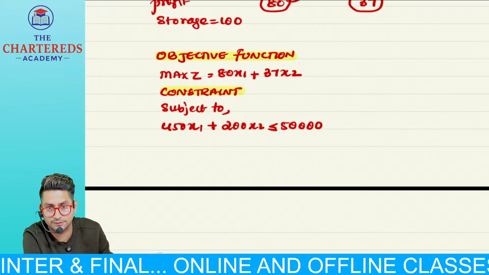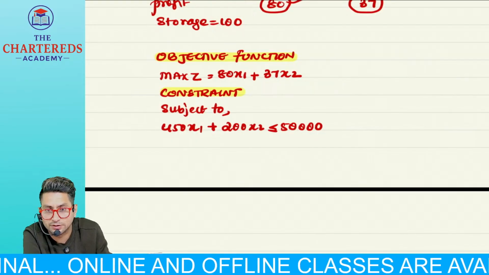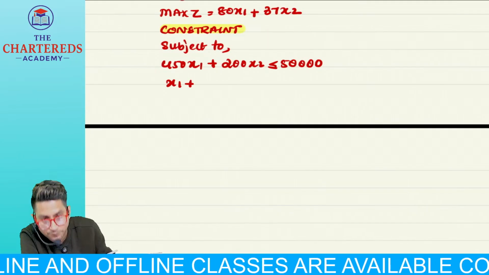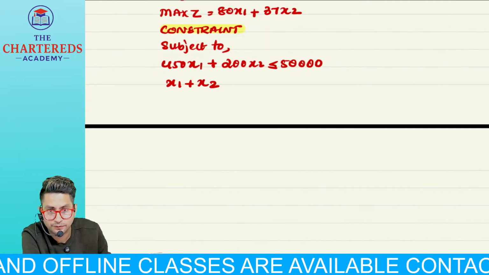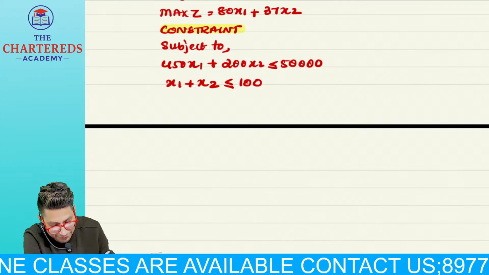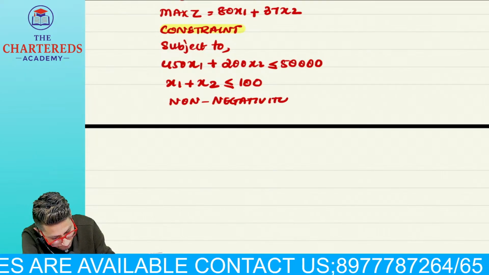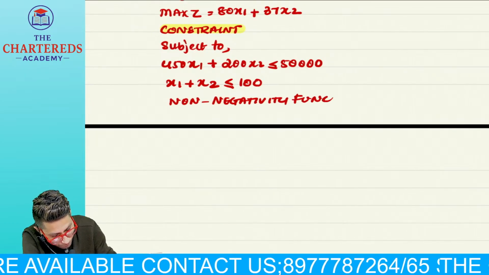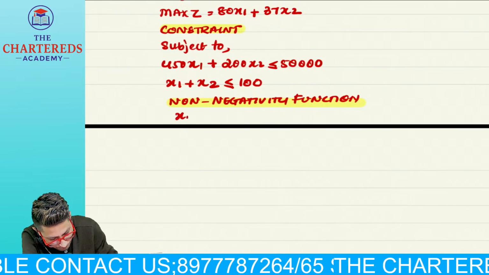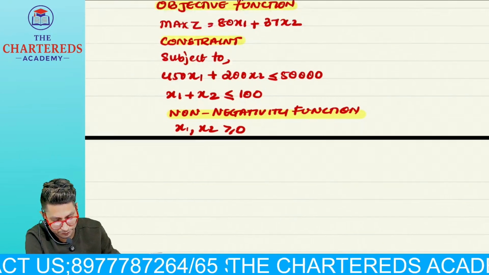This is constraint number 1. And that fellow told us the maximum how much I can store? The number of units of wall hangings plus the number of units of the other item I can store is less than or equal to 100. Understood? Then we will write what? The non-negativity function. Now, how do I write the non-negativity function? X1, X2 is greater than or equal to 0. Understood? Simple.